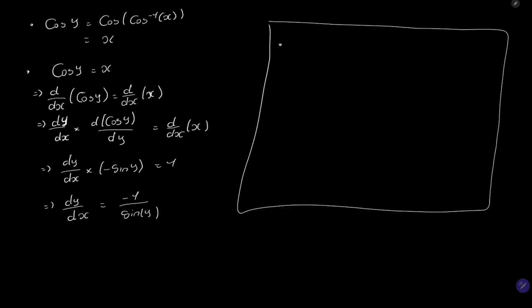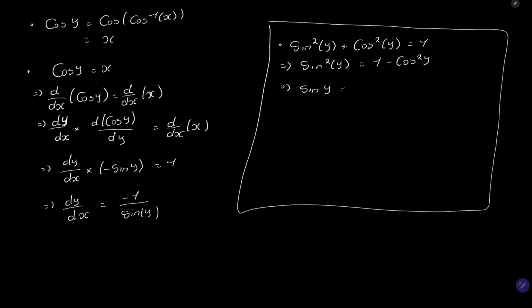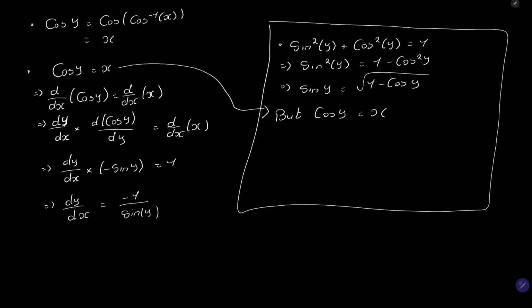So first of all, starting from our first trigonometric identity, which says that sine squared of y plus cos squared of y gives us 1. Making sine y the subject of the formula, we have sine squared of y equals 1 minus cos squared of y, which implies that sine of y gives us the square root of 1 minus cos squared of y. But we recall that cos of y is equal to x. This then implies that sine of y is equal to the square root of 1 minus x squared.